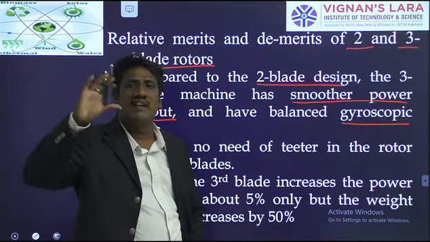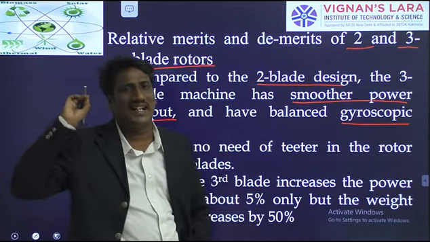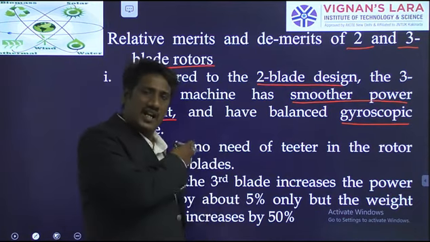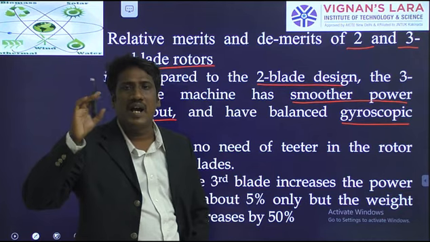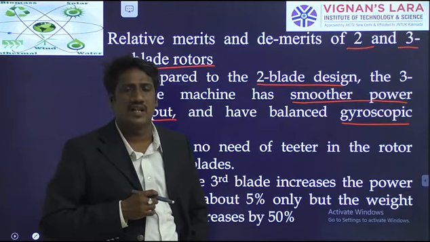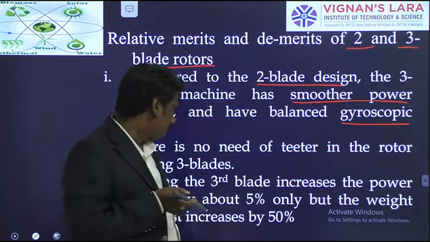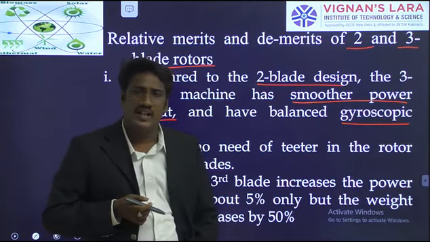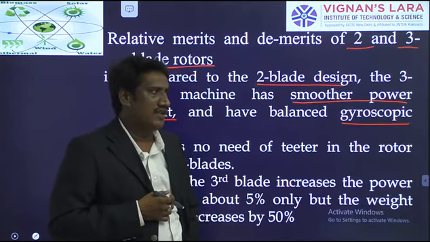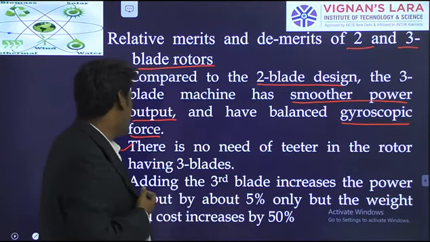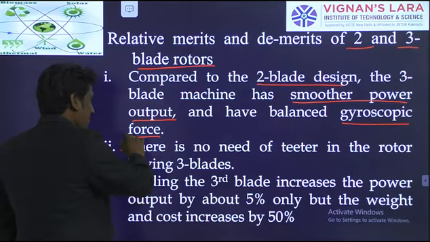To avoid shakes in the rotor, a stator is used in a 2 blade structure. As the 3 blade structure is already a balanced one, you need not provide any stator here. That is the main advantage of this structure.